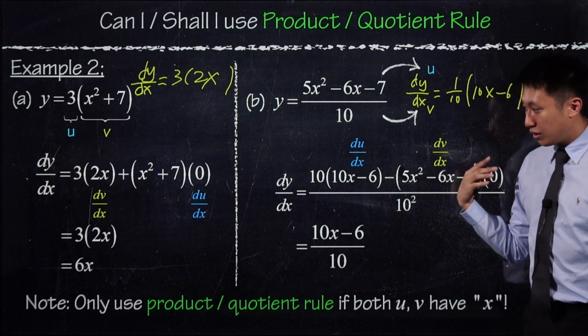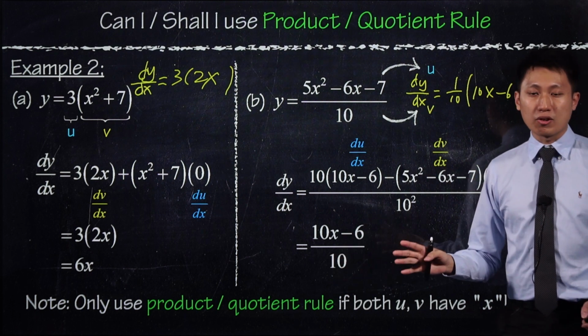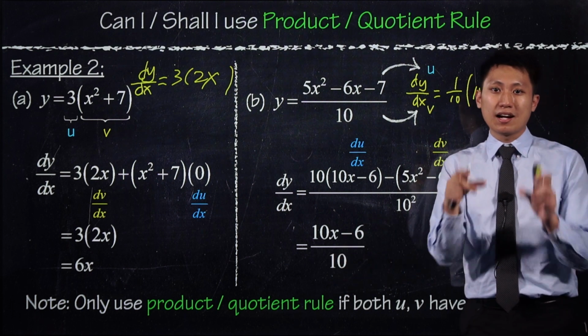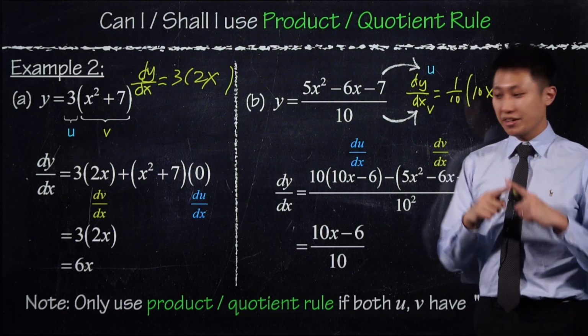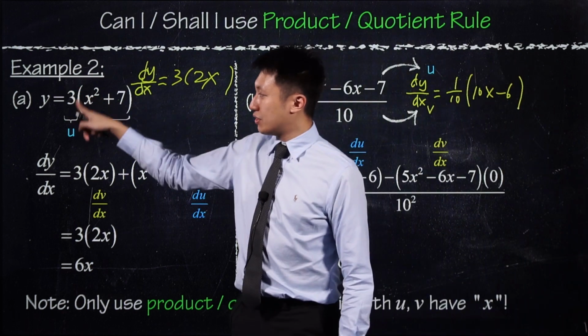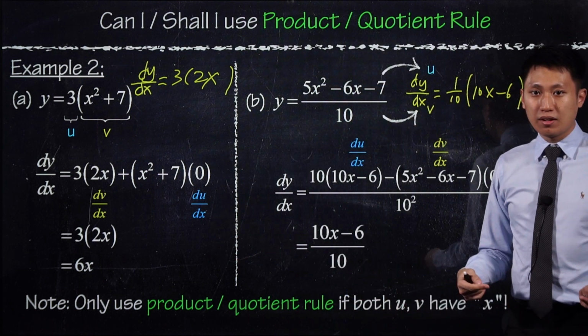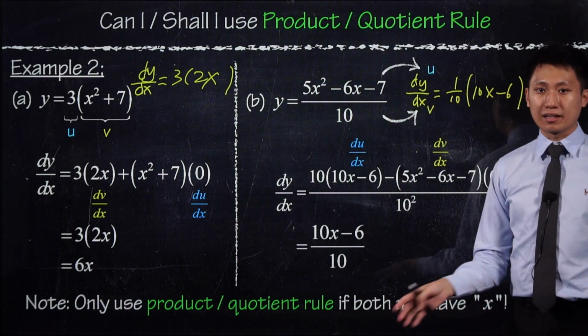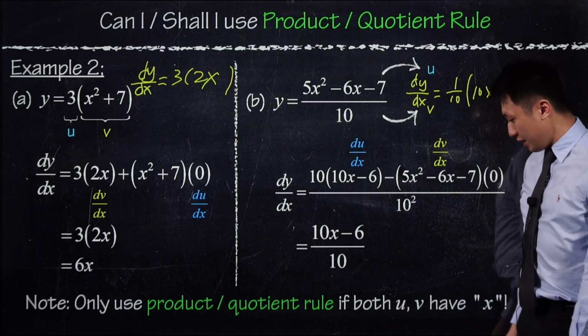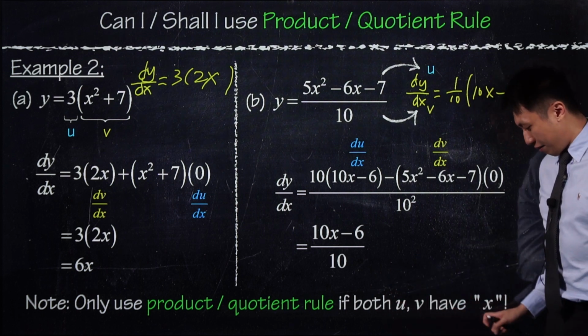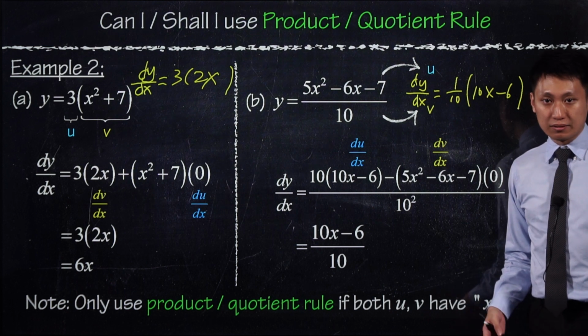So you only use product or quotient rule when the two things both have x inside. Let's see here, this is 3. There's no x there, right? So you don't use product rule. You can use it, but it takes a longer time. So if both have x, then you use it.